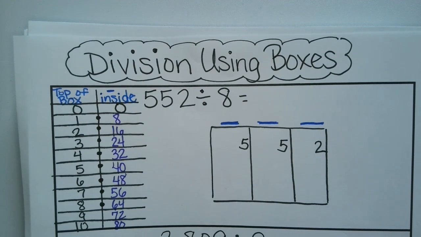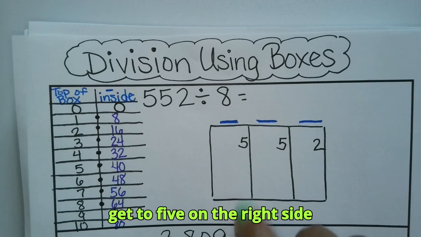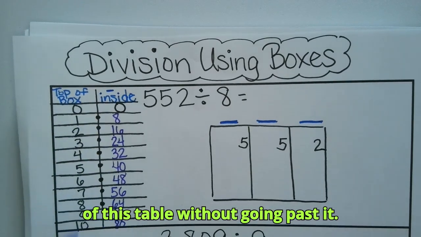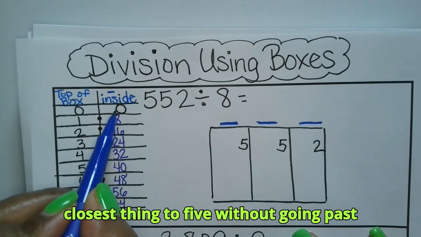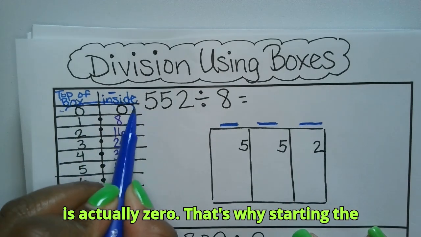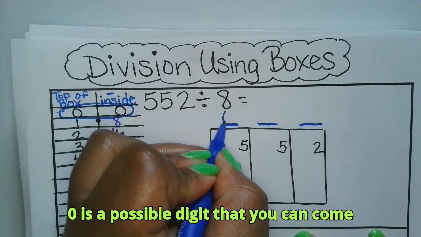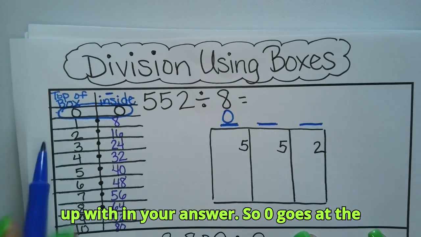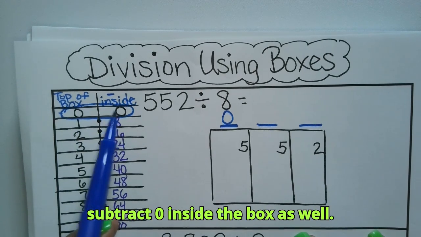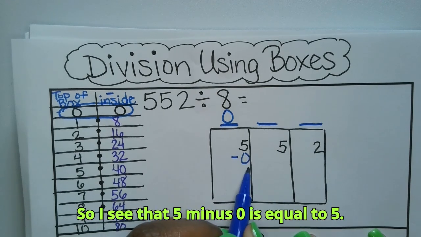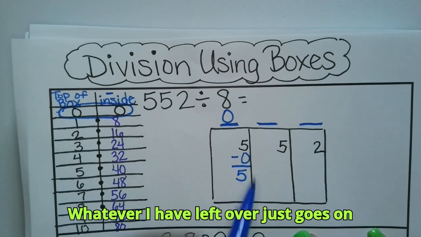So I'm trying to see, for this first scenario, how close I can get to 5 on the right side of this table without going past it. As you can see from the table, the closest thing to 5 without going past is actually 0. That's why starting the table with 0 is important, because 0 is a possible digit that you can come up with in your answer. So 0 goes at the top of the box, and then I subtract 0 inside the box as well. So I see that 5 minus 0 is equal to 5. Whatever I have left over just goes on into the next box.